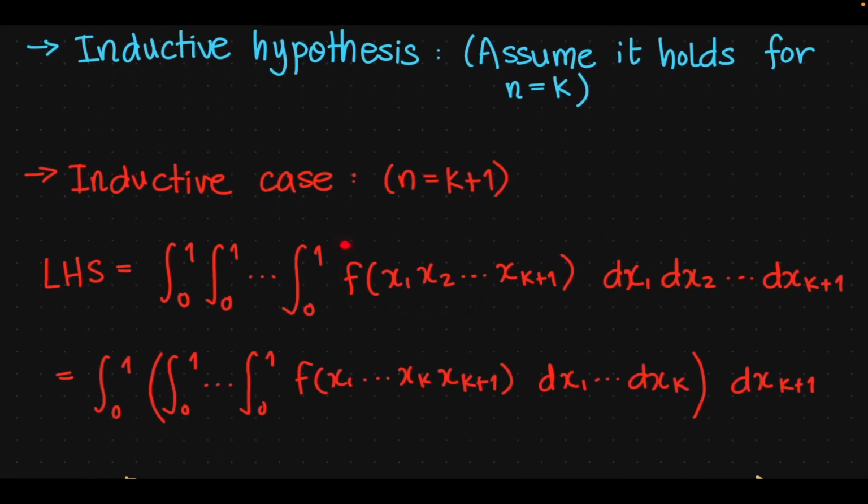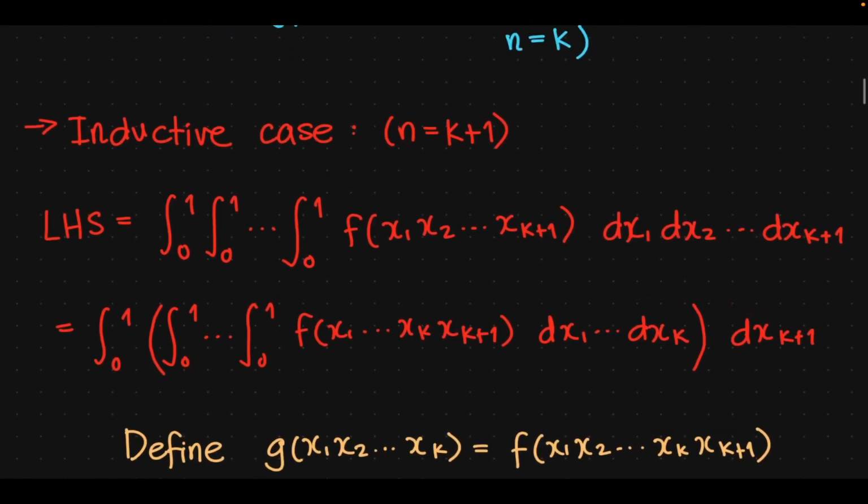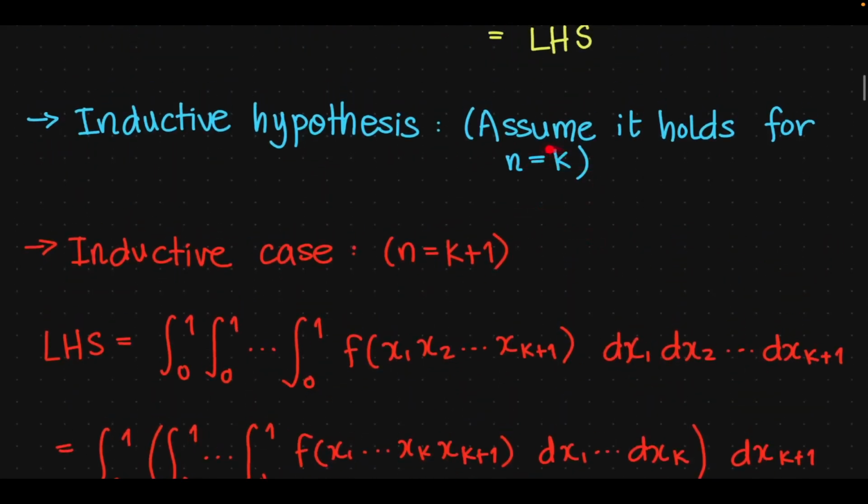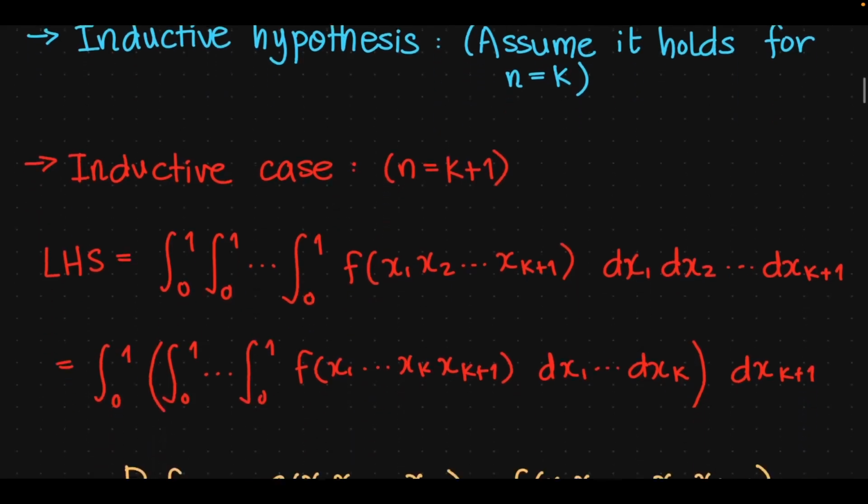So for this, we start with the left hand side. We now have k plus 1 integrals, so 0 to 1, 0 to 1, a k plus 1 dimensional hypercube, and a function of x1 times x2 dot dot dot times x k plus 1, with dx1, dx2, and dx k plus 1. Since we can assume the inductive hypothesis, always, guys, remember, we can assume the inductive hypothesis when we do the inductive case. Otherwise, there's no real leverage we have.